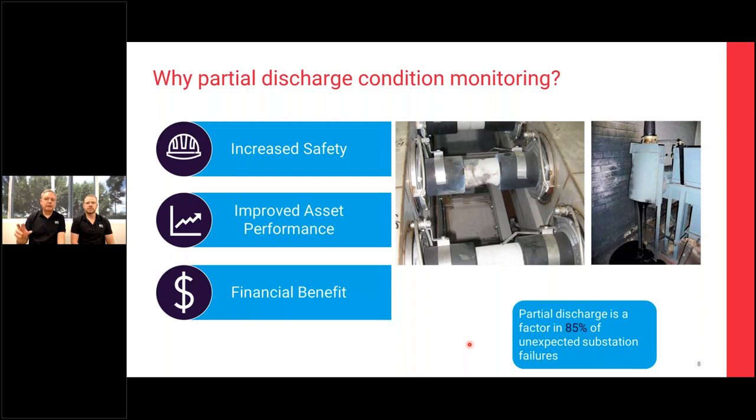around 85% of all these failures are either going to be caused by partial discharge, or PD will be there before the failure occurs. So if we're going to do one condition monitoring technique for switchgear and for cables, then partial discharge is going to give us the best value for our expenditure on that.